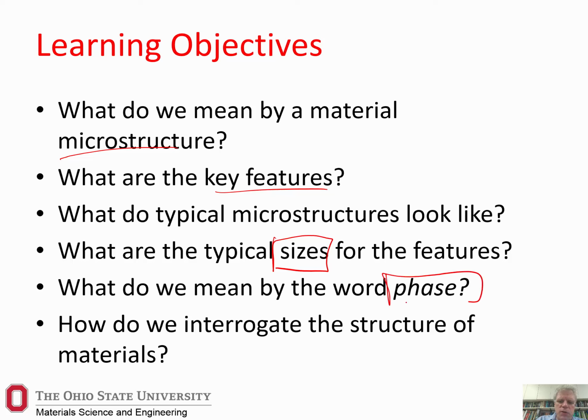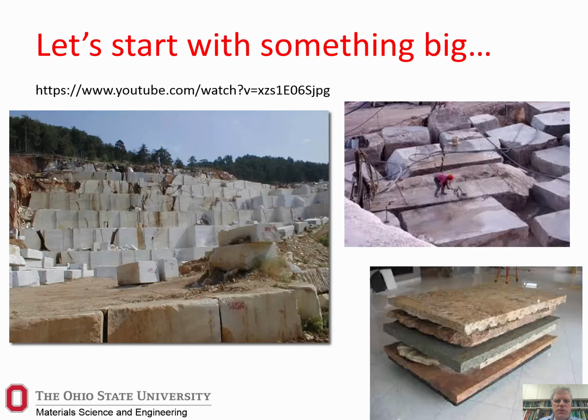We're going to introduce the word phase, which is a key word in material science. We're also going to think about how we can interrogate or measure what structure looks like, and the key methods that we use for that. So first, let's start really big to set your expectations and show what we're looking for.